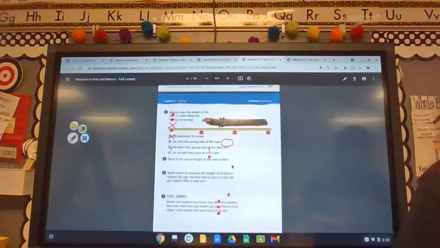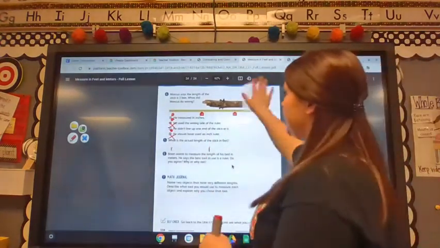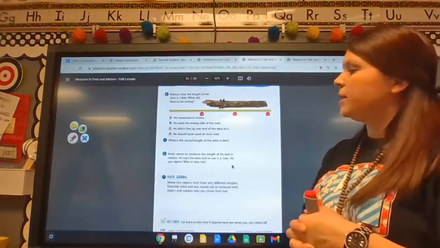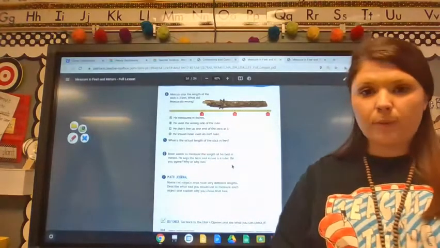Number 4. All right, it says, Marcus says that the length of the stick is 3 feet. What did Marcus do wrong? Go ahead and pause the video and you may answer.